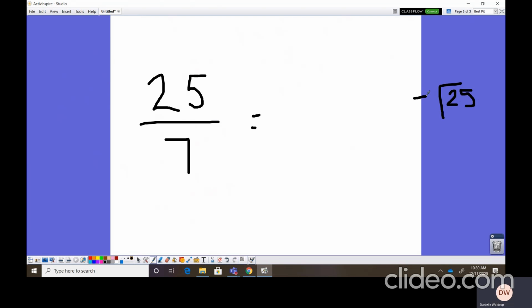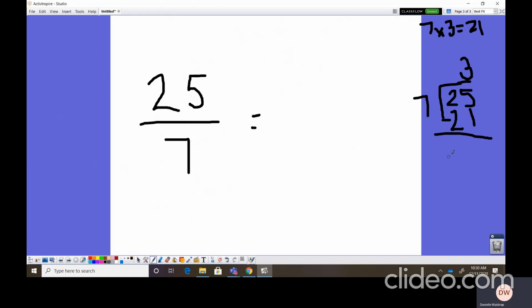25 divided by 7. How many times will 7 go into 25 without going over? 7 times 3 is 21. 7 times 4 is 28. That's too big, so I have to use 3. So I'm going to put a 3 here. So 7 will fit into 25 3 times without going over. Let's use that multiplication fact, 7 times 3 is 21.